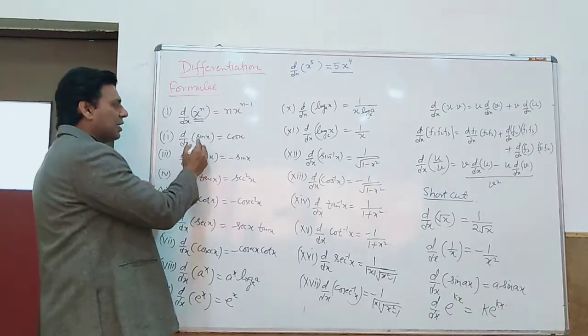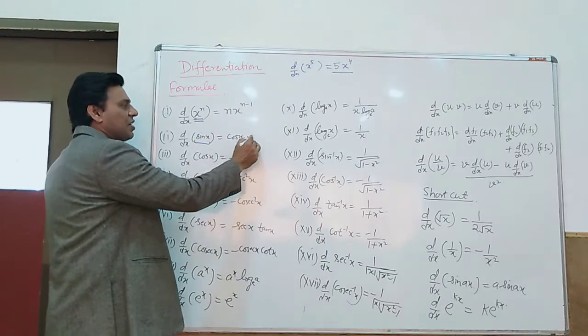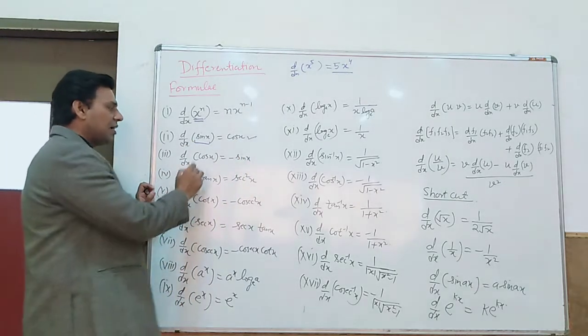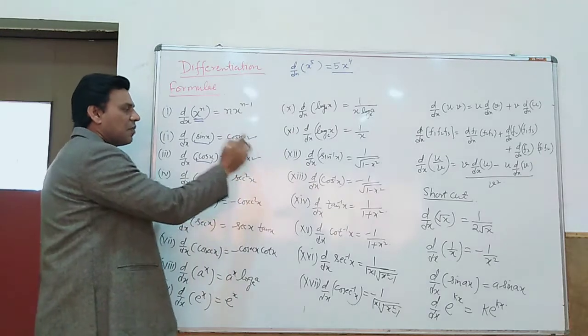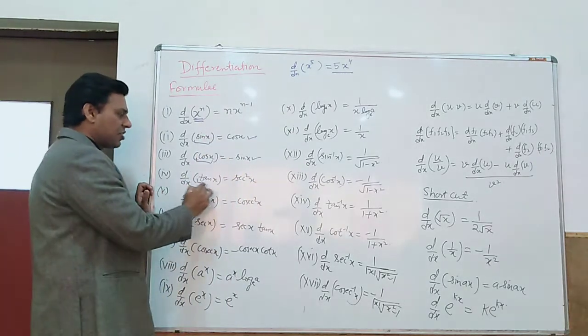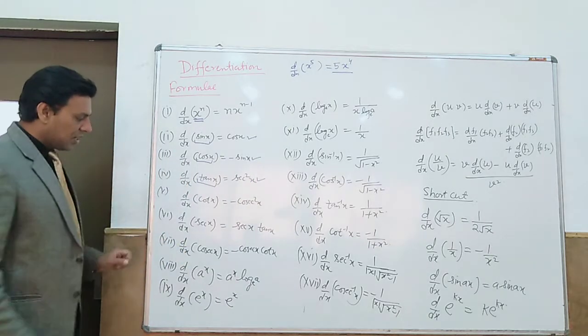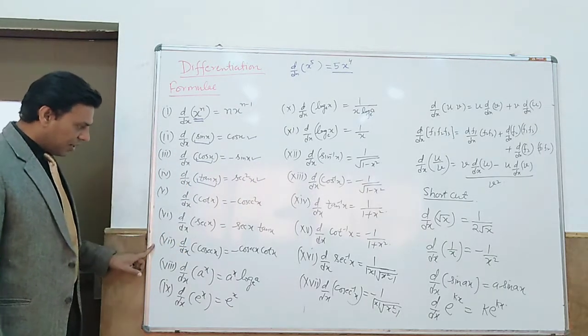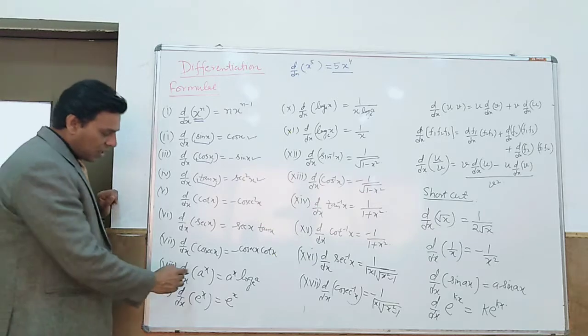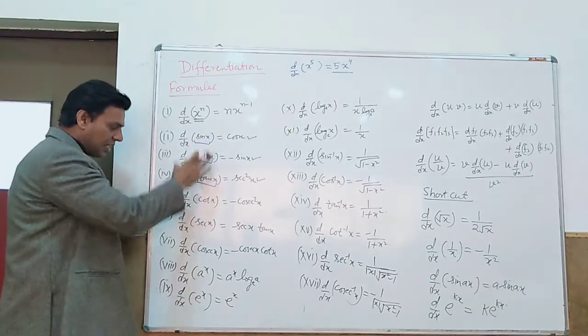Now we have to learn that the differentiation of sin x is cos x, and the differentiation of cos x is minus sin x. The differentiation of tan x is sec square x. These are the formulas you have to learn, all these trigonometric formulas. First comes algebraic functions, then trigonometric.